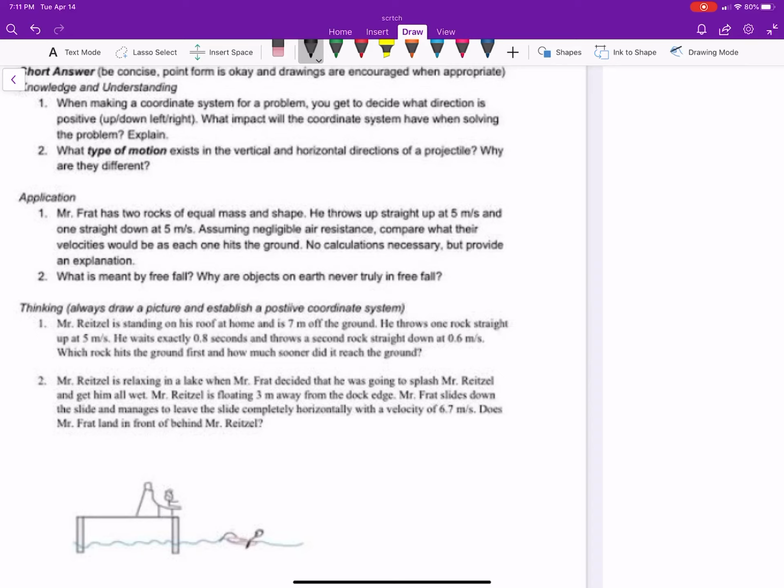This lady is standing on a roof. It's kind of hard to read, but she's standing on, or I guess it's a him, on his roof at home and is 7 meters off the ground. He throws one rock straight up at 5 meters per second, and he waits exactly 0.8 seconds and throws a second rock straight down at 0.6 meters per second. Which rock hits the ground first, and how much sooner did it reach the ground?